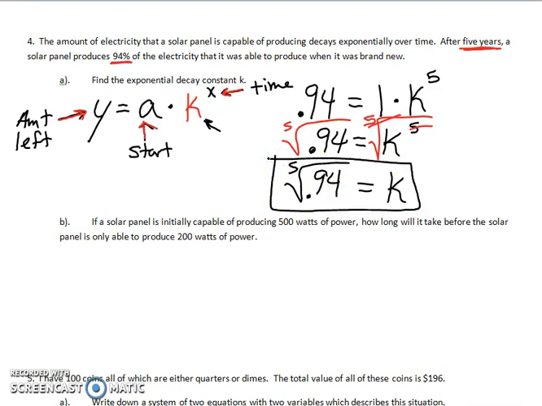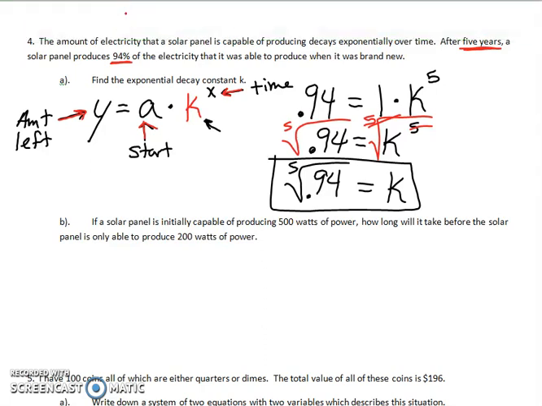So I've solved the first part of this. The exponential decay constant is the 5th root of 0.94. Quite a number, right? Then I go to part B. It says, if a solar panel is initially capable of producing 500 watts of power, how long will it take before the solar panel is only able to produce 200 watts of power?